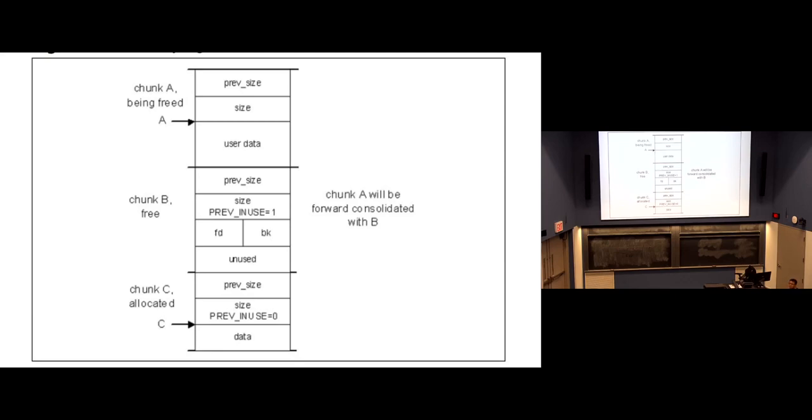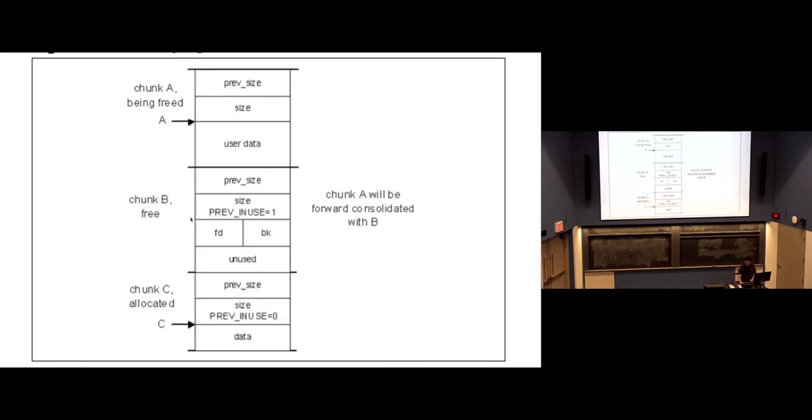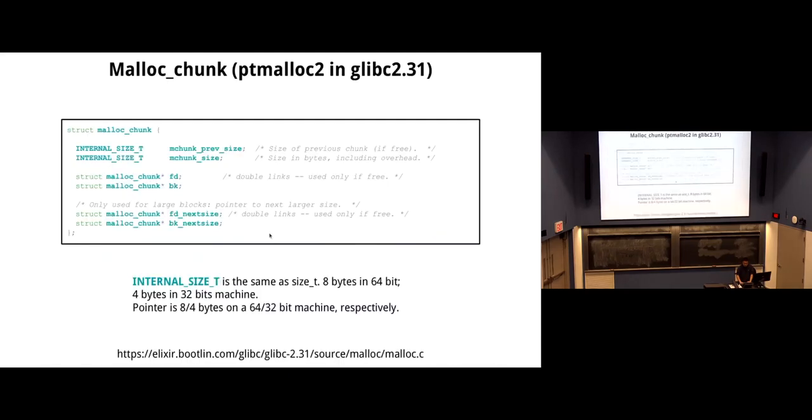So we use that space to store more pointers, the forward pointer and the backward pointer, to link all the free chunks together. We still have the previous chunk size and the current chunk size. And also there is one bit saying the previous chunk is in use, not the current one. Oh yeah, I said that part wrong. So here, the flag, when it's 1, is not saying the current chunk is in use. It says the previous chunk is in use. Then after that, you will have the forward pointer and backward pointer, which are defined here as FD and BK.